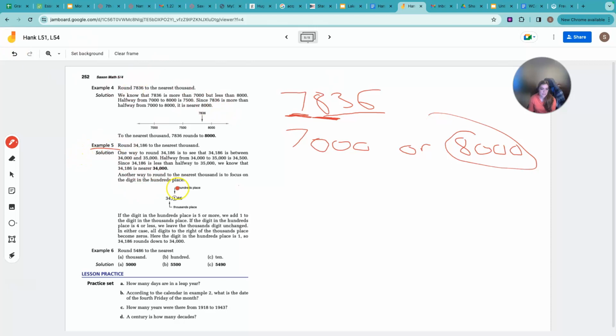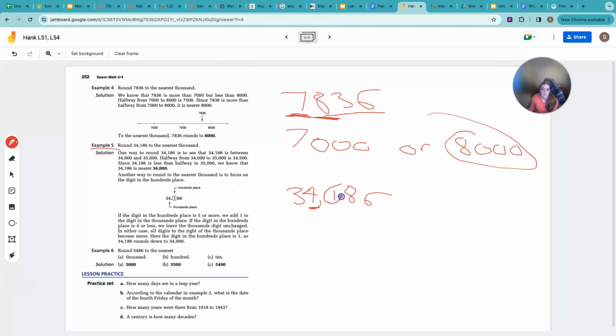Example 5, a little bit bigger number here. It says round 34,186 to the nearest thousand. First thing we want to do is find out where we are rounding. So where's the thousands place? Well, there it is, 4. And remember, we're going to look at the number right after it to help us know.